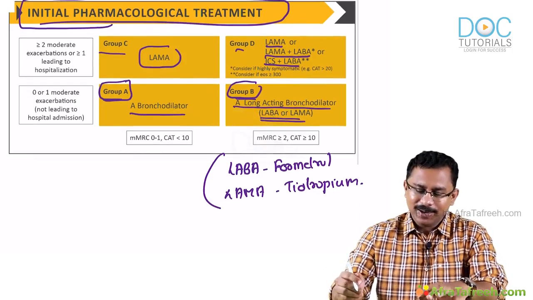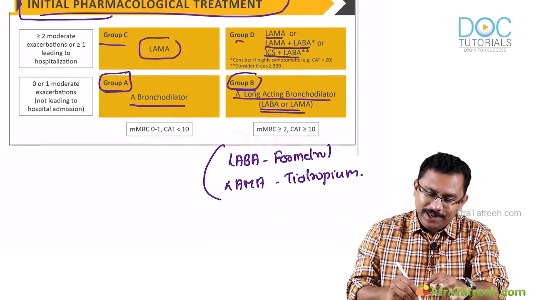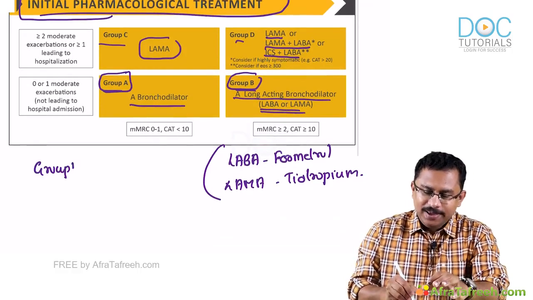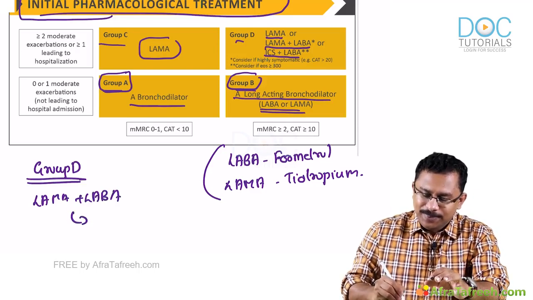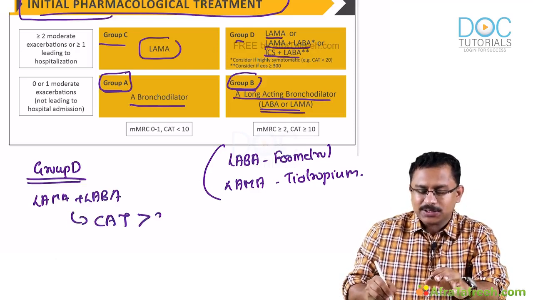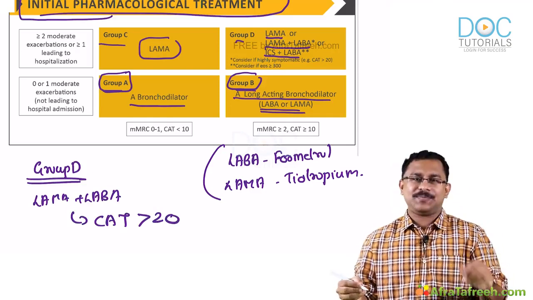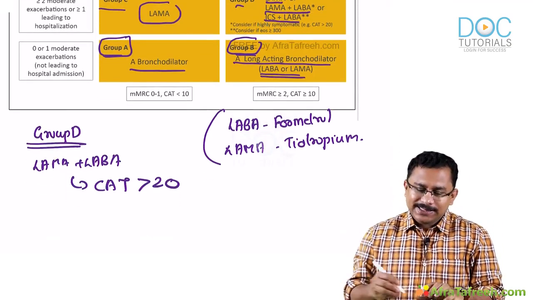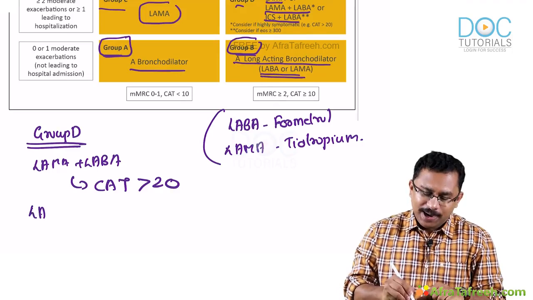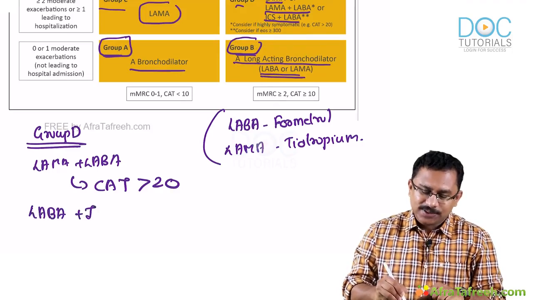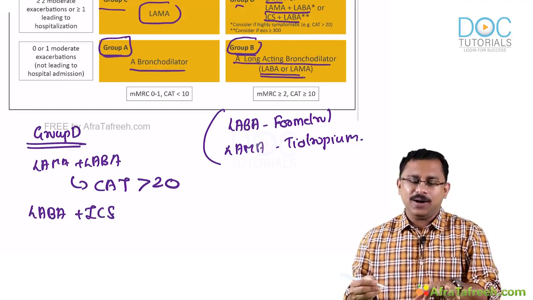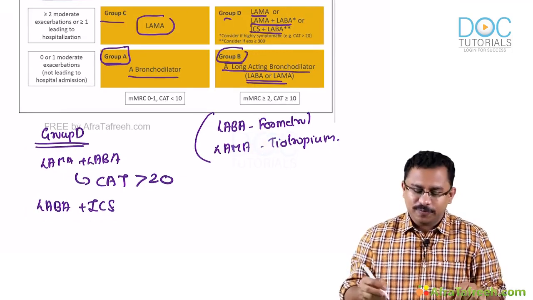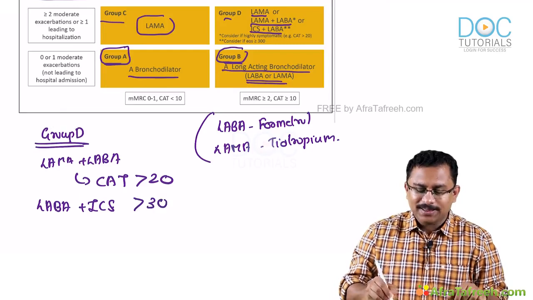Now, remember that in Group D, you will go for the LAMA plus LABA combination when the patient usually has a CAT score more than 20. Similarly, you will go for a LABA plus ICS combination if the blood eosinophil count is more than 300.